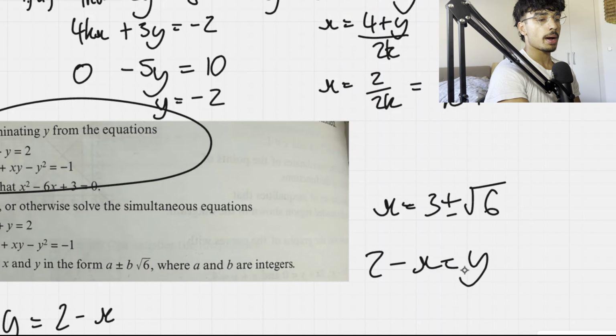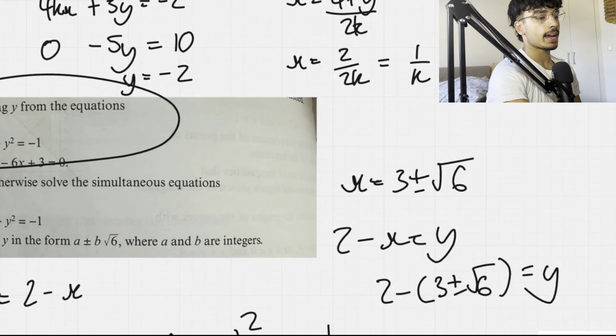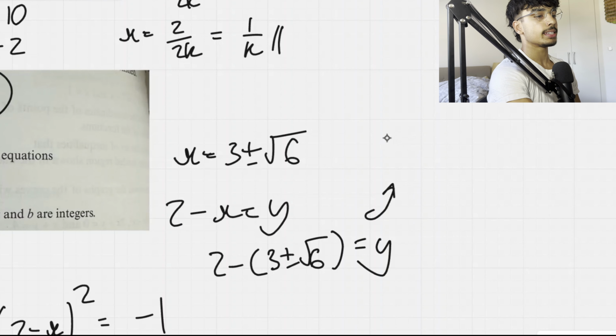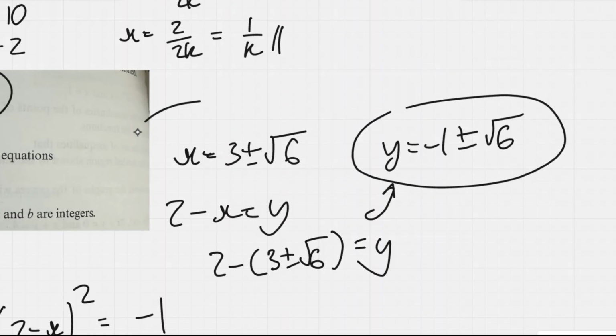So 2 minus 3 plus or minus root 6 is equal to y. So that means 2 minus 3 is equal to negative 1. Hence, y is equal to negative 1 plus or minus root 6. And that, ladies and gentlemen, is your answer.